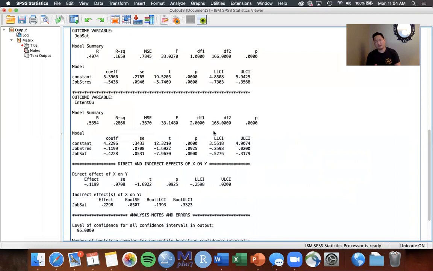As a quick summary, moderation and mediation both ask different types of questions: it depends versus the process. But don't be too intimidated or freaked out by them. There are very defined steps of how to do it and very defined things that you're looking for. Don't view it as this big scary thing. Just think back: what do we need to look for? What do we need to report? Put the numbers in the right places and decide, do you have moderation? What does it mean? Do you have mediation? What does it mean? And that's really it.